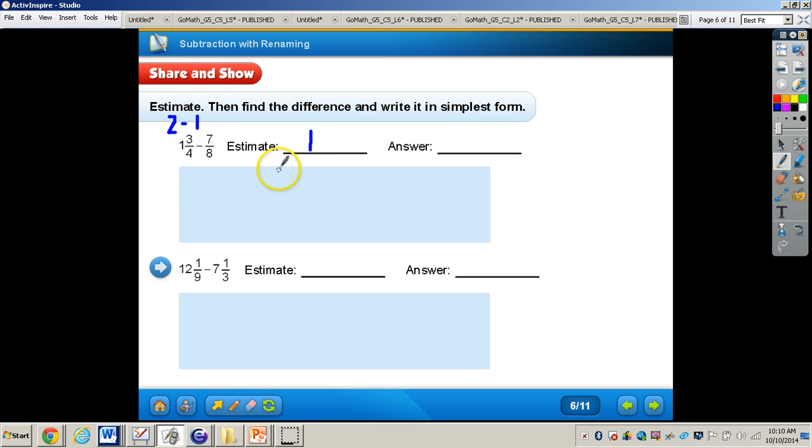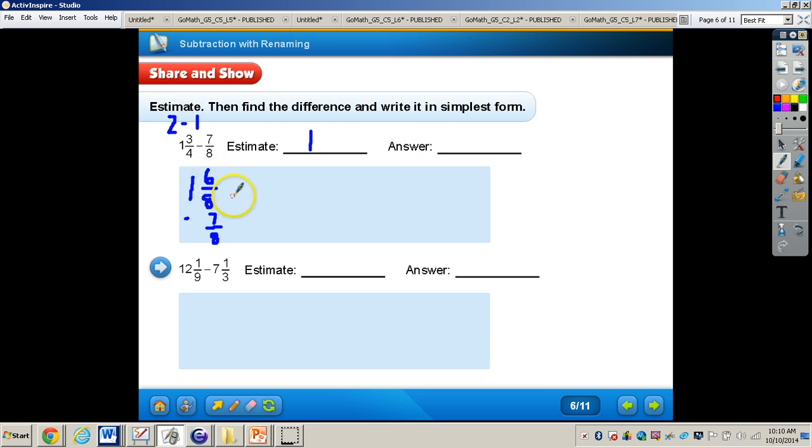Okay, now next thing we're going to do is we're going to do this with regrouping. Okay, so we have 3/4 and 7/8. Now I know that my 4 can go into 8, so what I want to do is find a common denominator first of all. So I have 1 and 6/8 minus 7/8. Okay, now once I have a common denominator, I can start subtracting. I'm going to use a different color of ink here.